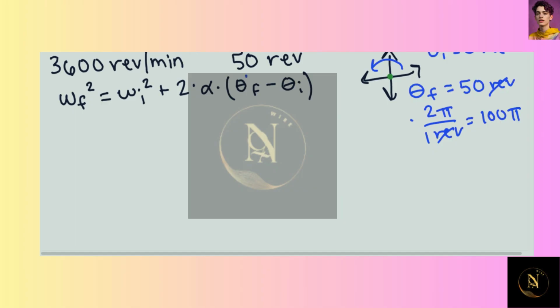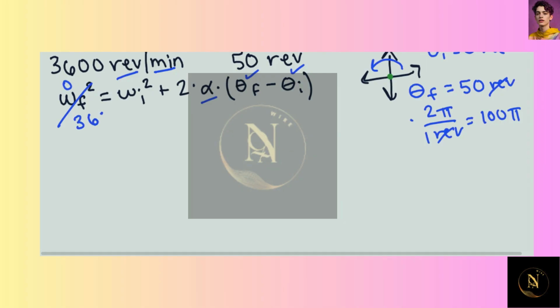So now we have theta f and theta i. We're going to solve for alpha, so we're not worrying about that quite yet. We know that it's coming to a stop, so the final angular velocity is 0. We're given the initial angular velocity, however, it is not in standard units, so we're going to convert that real quick.